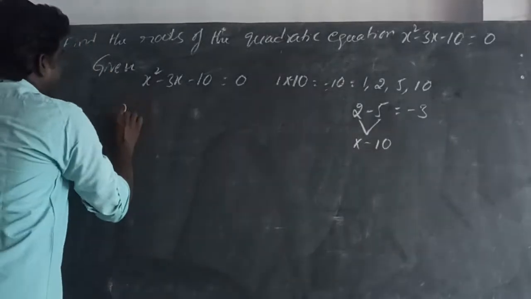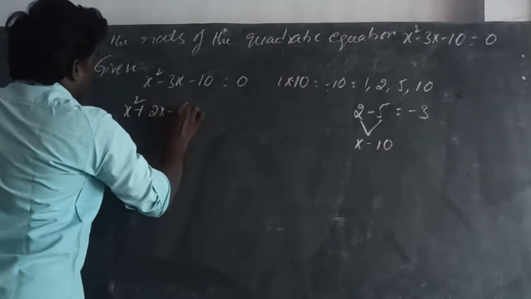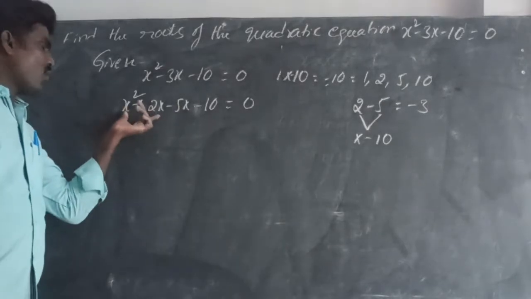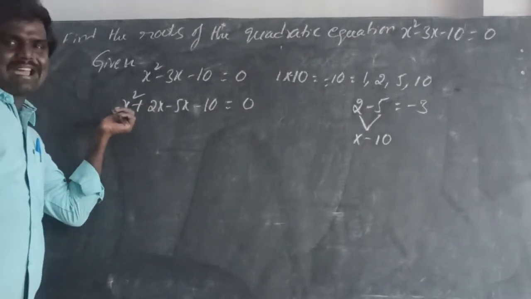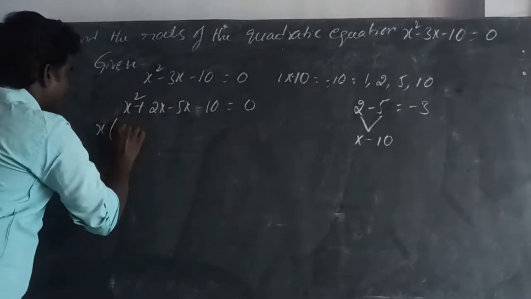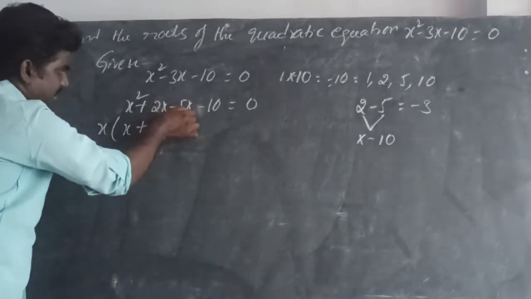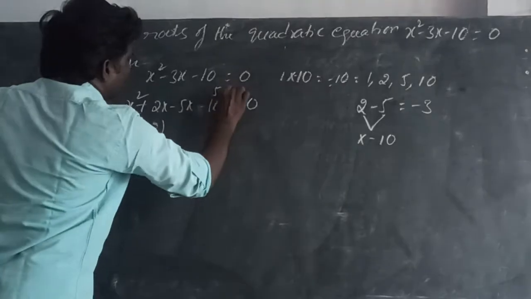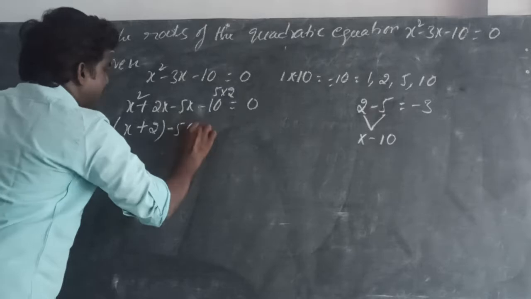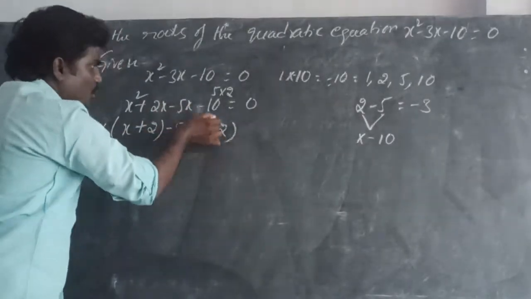So here you can write x squared, in the place of minus 3x we can write plus 2x minus 5x minus 10 is equal to 0. In the first two terms, what is common? x squared means x into x, 2x means 2 into x. So x is taken outside. What remains? x plus 2. Next, minus 5x means minus 5 into x, and 10 means 5 into 2. So in these two terms minus 5 is taken outside. What remains? x plus 2. Minus 5 into x is minus 5x, minus 5 into plus 2 is minus 10.